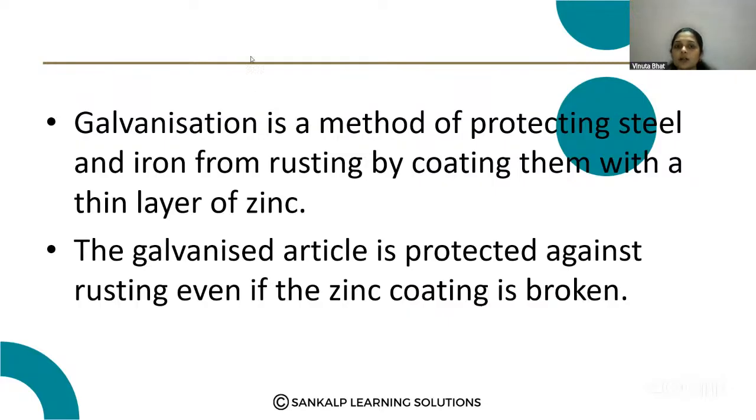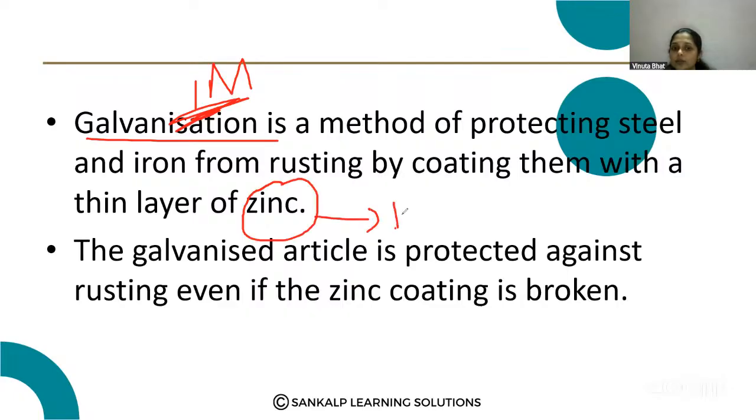Please note down. So what is galvanization? That is important. They ask it for one mark. What is galvanization, they ask. Which metal layer are we applying? That is the zinc metal layer. That is also important. They ask it in MCQ, multiple choice, and also in one mark questions.